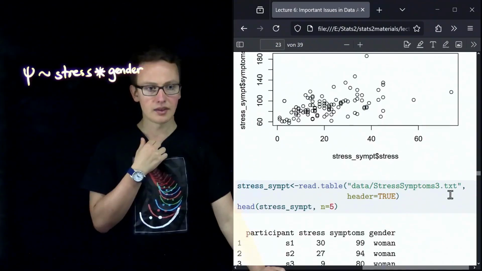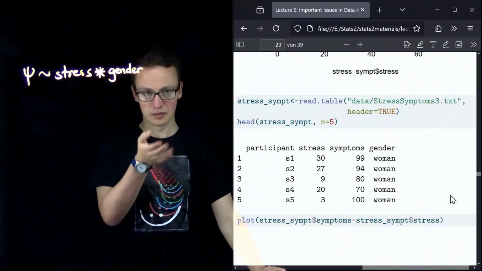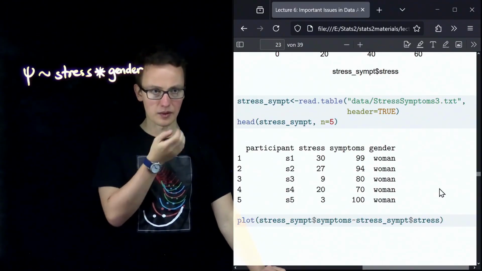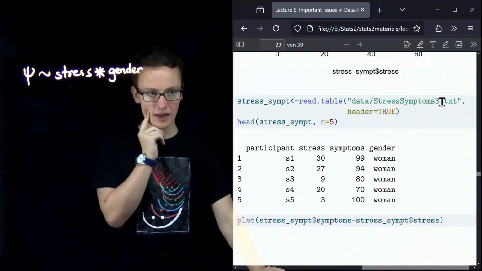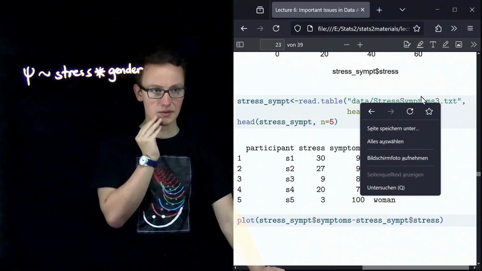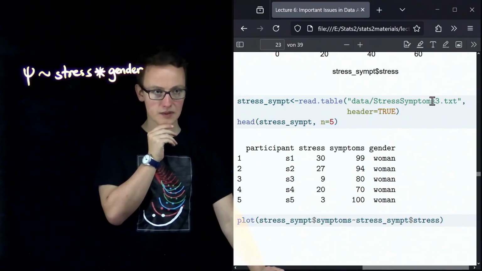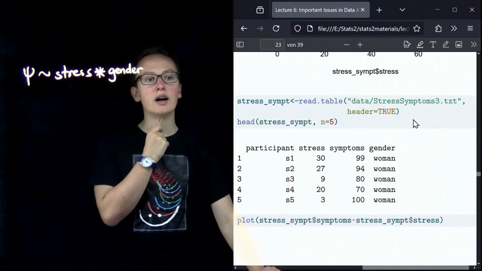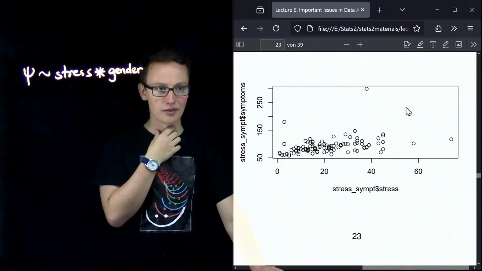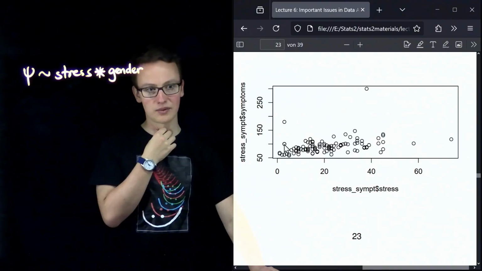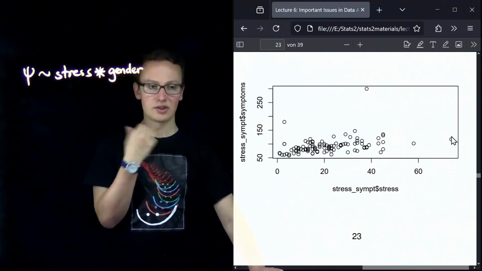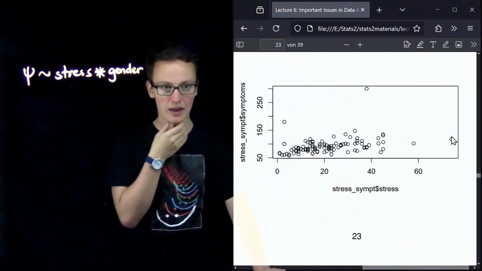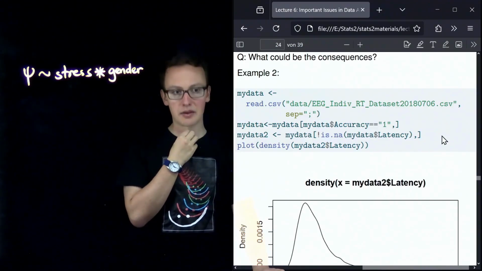There are various ways you could deal with this that we are going to look at in a moment. But here maybe another example in the stress symptoms 3.txt file, that was one of the other variants of this kind of data which we looked at, including the gender. Here we have four, this one maybe, it's probably not an outlier, but maybe this, and this. Just visually, you could classify them as outliers.